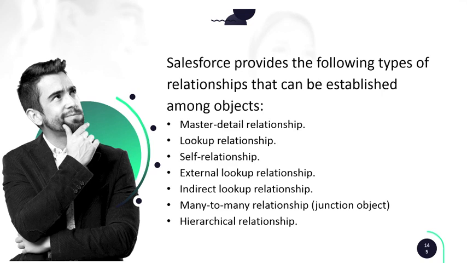Number 14. What are the different types of relationships in Salesforce? Salesforce provides the following types of relationships that can be established among objects: master detail relationship, lookup relationship, self relationship, external lookup relationship, indirect lookup relationship, many-to-many relationship, junction object, hierarchical relationship.